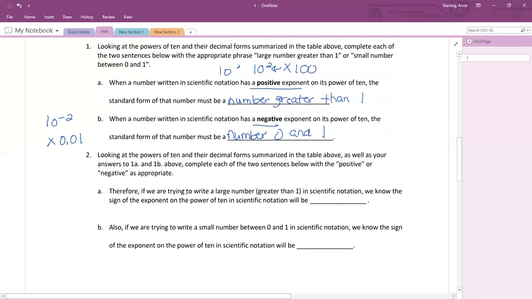So then going backwards, if you're trying to write a really large number greater than 1, the exponent you're using should be positive. And if you're trying to write a really small decimal, the exponent should be negative. So you don't necessarily have to memorize this, just keep in mind what would make sense. If I'm writing a really, really small number, I'm going to use a negative exponent, and so forth. So just grasp that idea of scientific notation.